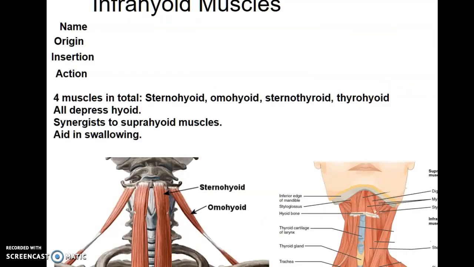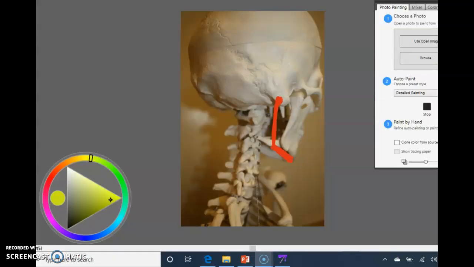We're now going to talk about the infrahyoid muscles. These are mainly synergists, or at least I like to call them synergists, that are going to help the suprahyoid muscles by keeping the hyoid bone in place while they're contracting. So my favorite one is the sternohyoid. There's the sternum right there, and it's going up to the hyoid bone.